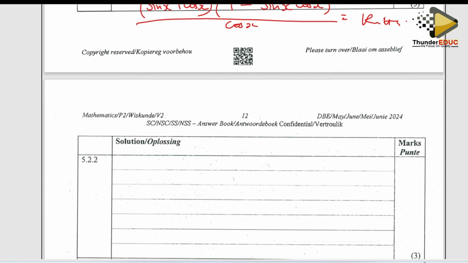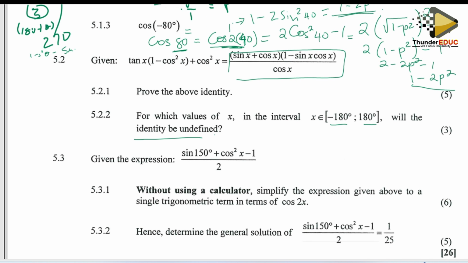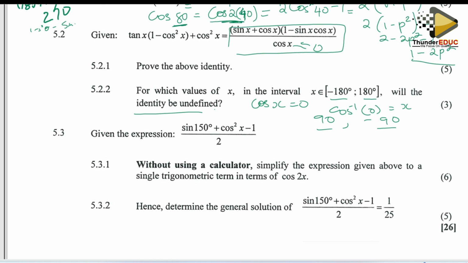Alright. Then 5.2: for which values of x in the interval should the identity be undefined? For an identity to be undefined, the denominator must be equal to 0. So I'm going to use the right hand expression. If I get my cos of x equal to 0, I can find the reference angle. So the inverse cos of 0 is equal to x. So that's going to be 90 and negative 90. Those are the two values that we get.